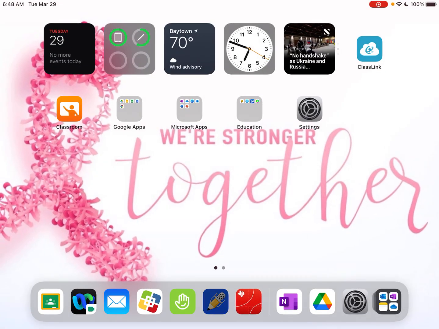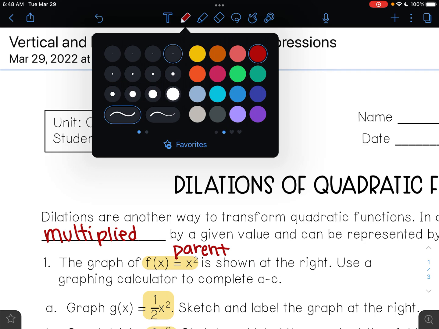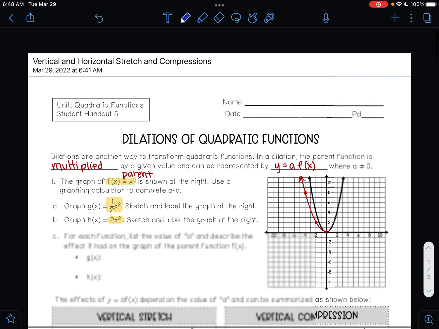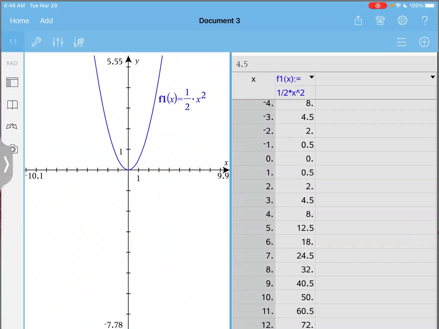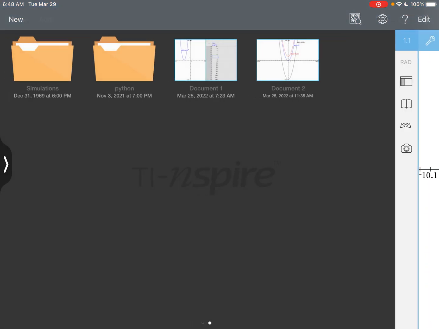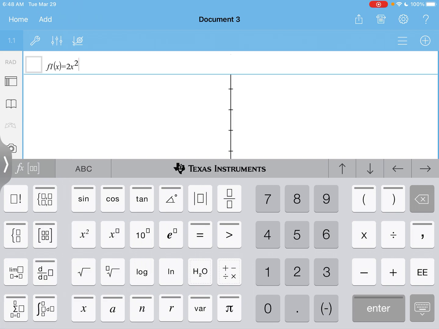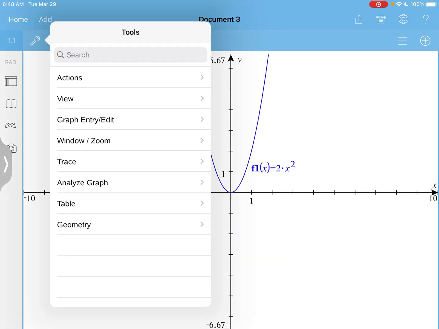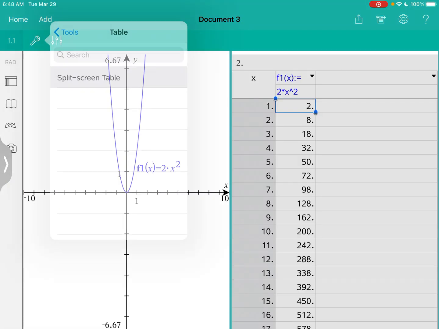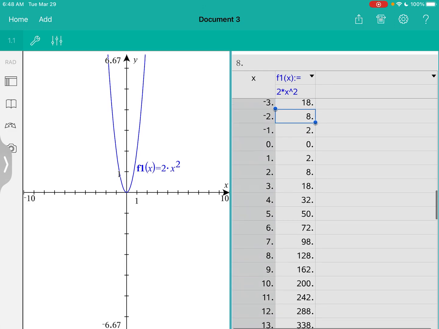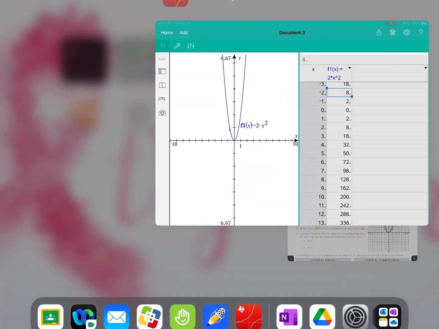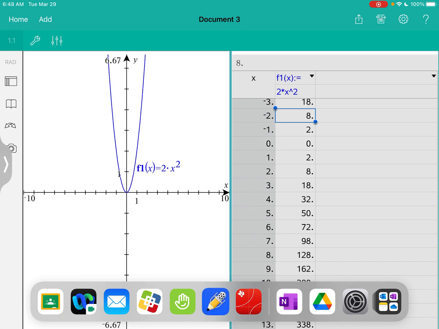Let me go back to the notes so I can switch colors real quick. Okay, so I'm going to switch to blue. And then we're going to go to our calculator and graph it. So we're going to go to a new document, and we're going to graph 2x squared. Enter. Control T to get the table. Again, I'm only going to graph what I can fit on my graph.